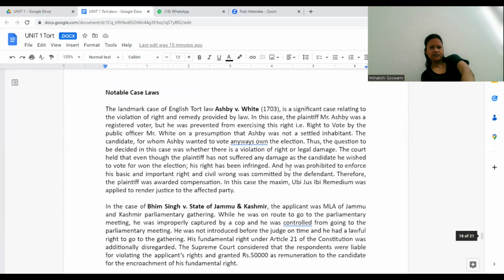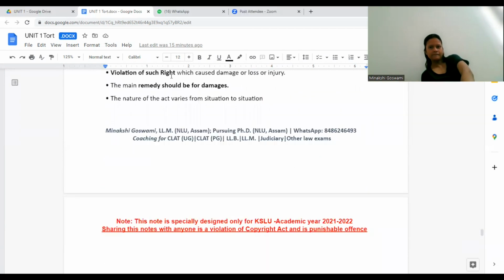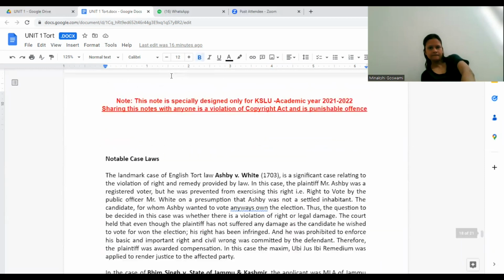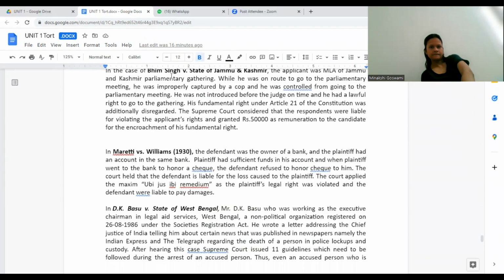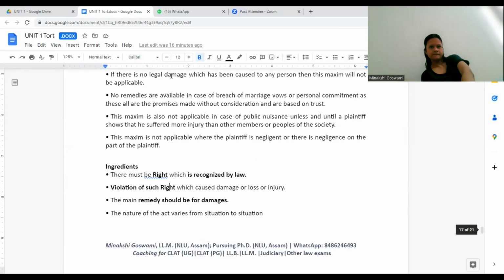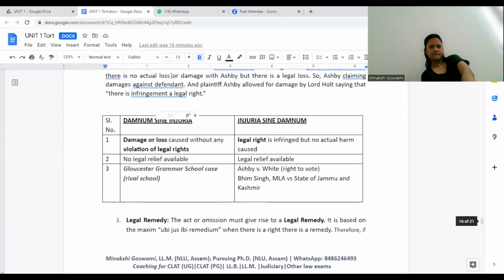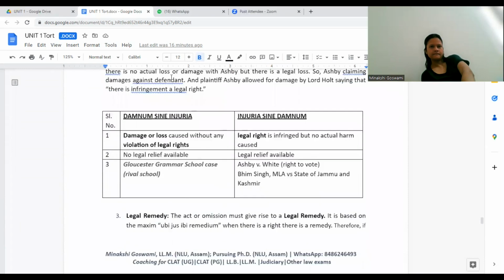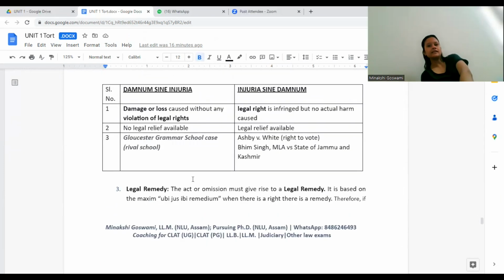Ma'am, just one doubt. Yeah. When there is a legal damage, will there be any cases where legal remedy is not available? Yeah, that only. It is not possible.